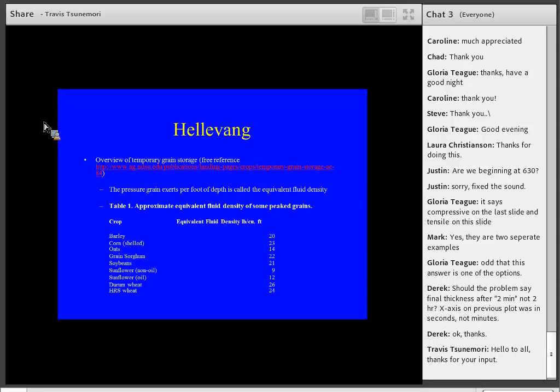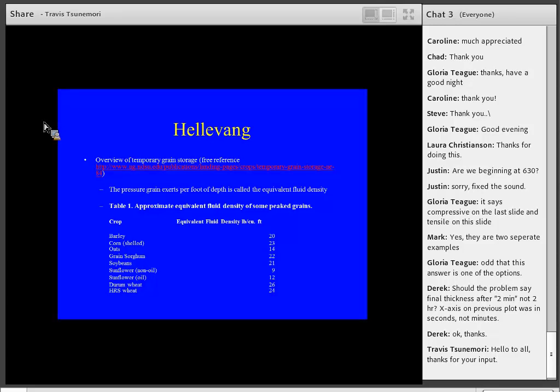The pressure grain exerts per foot of depth is called equivalent fluid density. So is this a fluid? No. Does it act somewhat like a fluid? Yes. Okay, so flowing grains are somewhat like fluids and can be viewed like a fluid in some ways, especially this idea of pressure being put on a given part of a structure. And so we've got, again, some definitions for this equivalent fluid density, in pounds per cubic foot. So it is a kind of density type measure, and there are different measures.